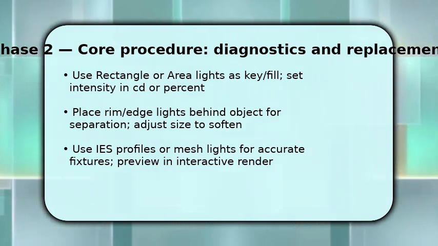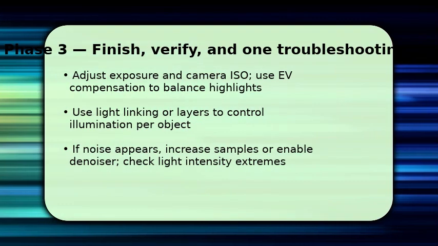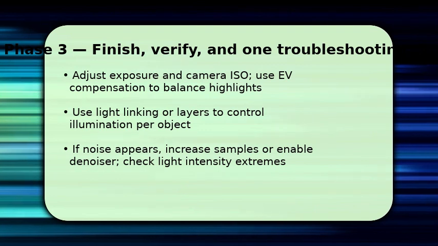and finish by balancing camera exposure and light intensities so your render reads correctly. Change ISO or EV compensation, because that affects all lights at once. Once balanced, use light linking or separate render layers to fine-tune how each light affects specific objects.